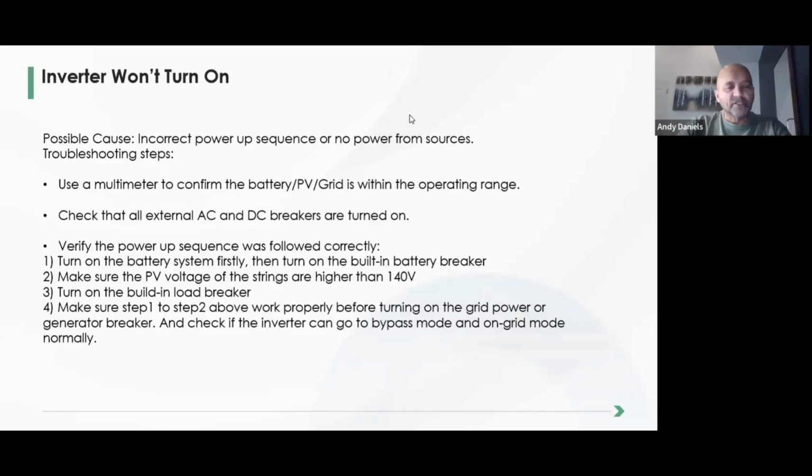All right, and then you just verify the power up sequence is followed correctly. Turn on the battery system firstly, then turn on the built-in battery breaker. Make sure that the PV voltage of the strings are higher than 140. Why do we say that? Because 140 volts is the start voltage that we need to engage the PV relay. So it's got to be higher than 140. All right, then you turn on the built-in load breaker, and then just make sure that steps one and two above perform properly.